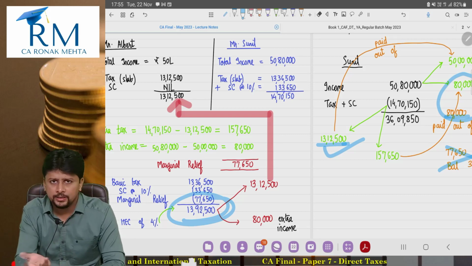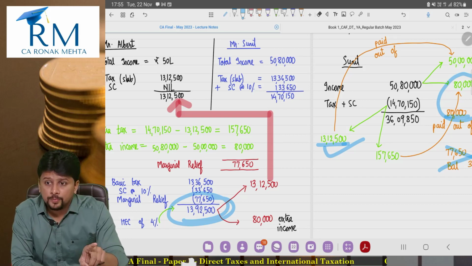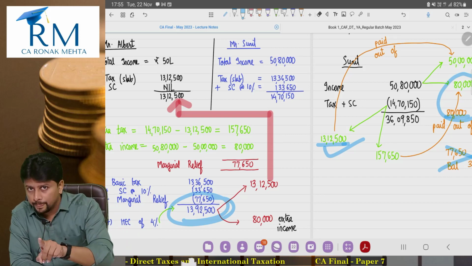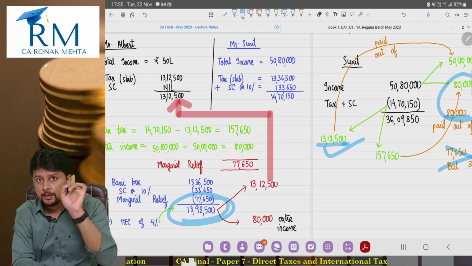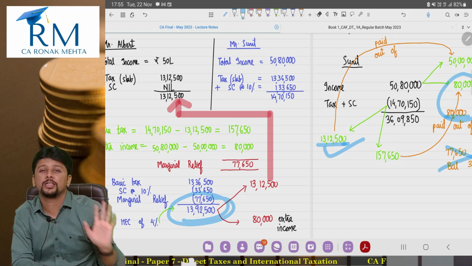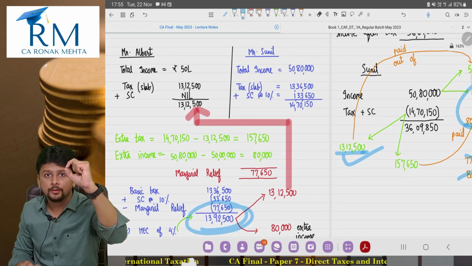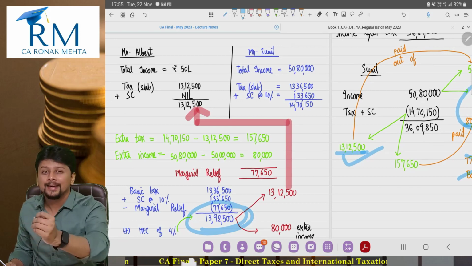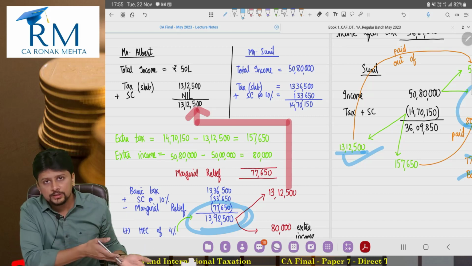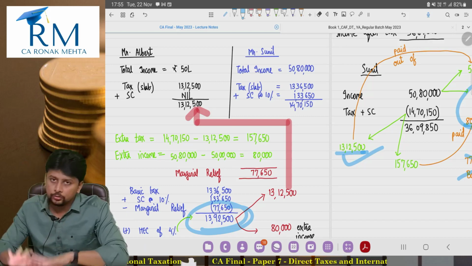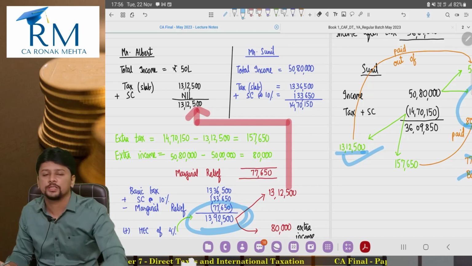Now we will have to pay health and education cess at the rate of 4%. Health and education cess at the rate of 4% is the same for Albert also and same for Sunil also. So there is no marginal relief for health and education cess. The Finance Act clearly mentions this. Marginal relief will be available for surcharge only. What is the rate of surcharge for Albert? 0%. What is the rate of surcharge for Sunil? 10%. So therefore there is relief. But health and education cess for Albert is also 4%, for Sunil is also 4%, and so there will be no relief for health and education cess. There will be marginal relief only for surcharge.